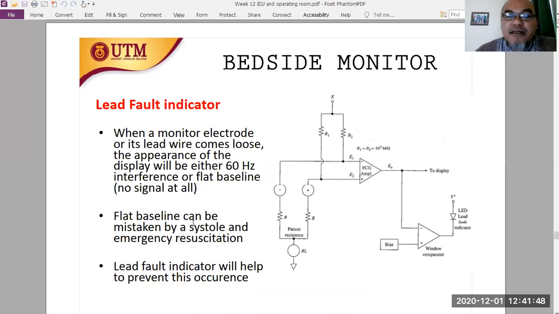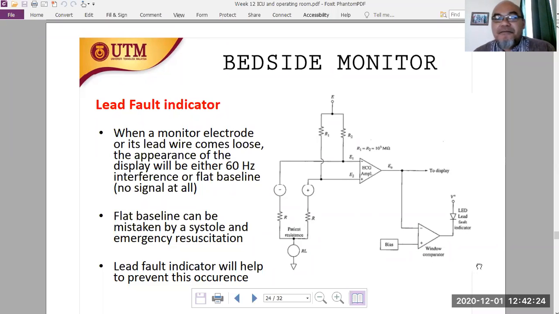A flat baseline can be mistaken for asystole and lead to emergency resuscitation. That's why we need this lead fault indicator. Otherwise, it gives a false alarm, a flat baseline, but actually it is not due to the patient's condition, but due to the circuit, the lead wire coming loose. That would be dangerous, and the nurse will apply resuscitation using a defibrillator and give a very high electrical shock to a patient who is actually not having that problem. So the lead fault indicator will help to prevent this occurrence.